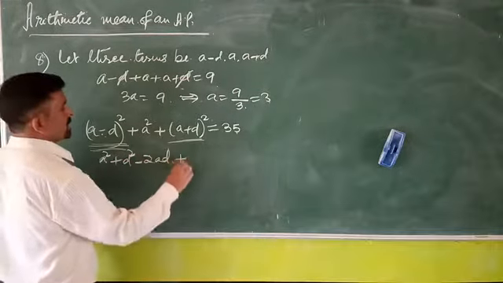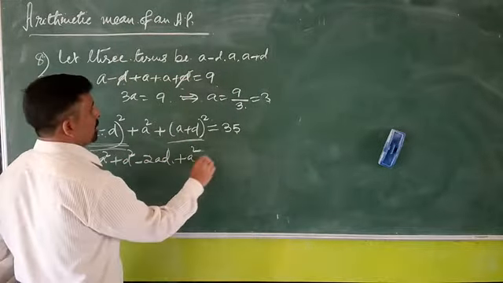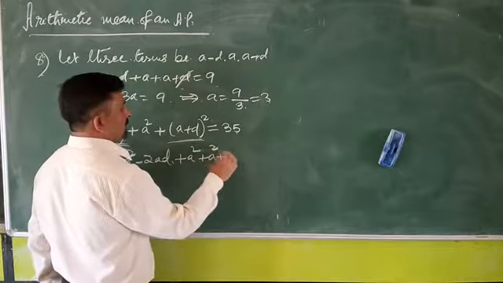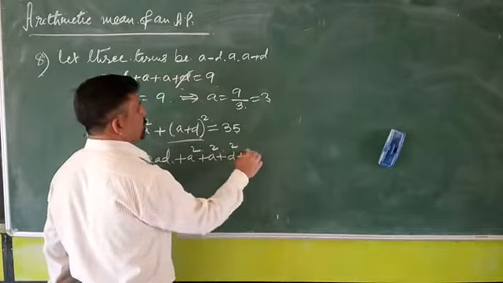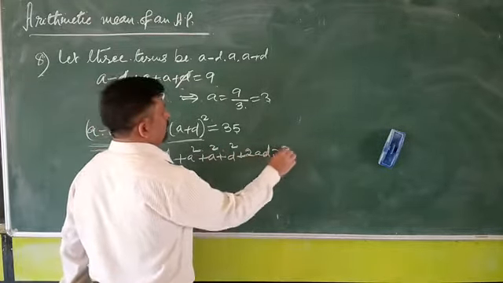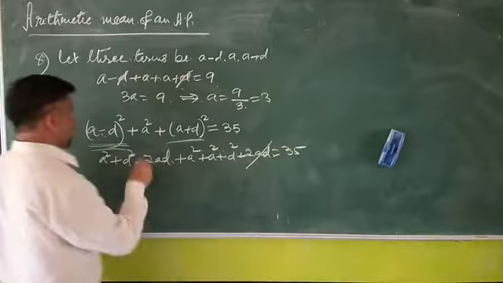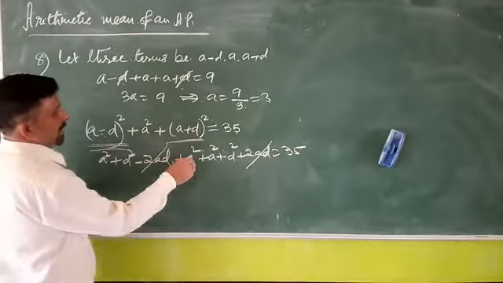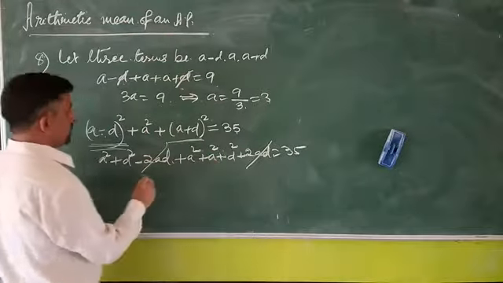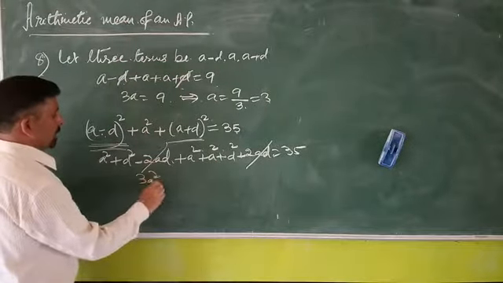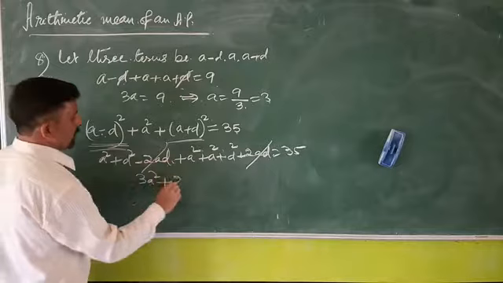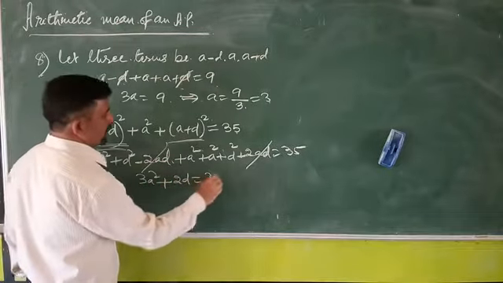This is as it is a square. This will become a square plus b square plus 2ab is equal to 35. This and this cancel. So a square plus a square plus a square, 3a square, and then we have 2d square is equal to 35.